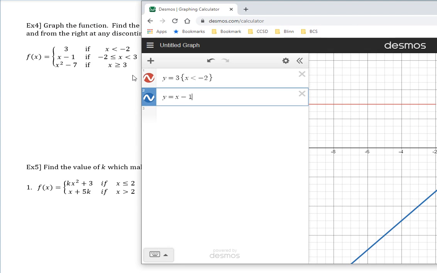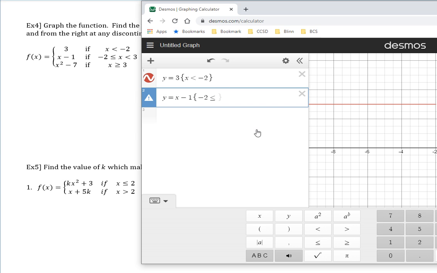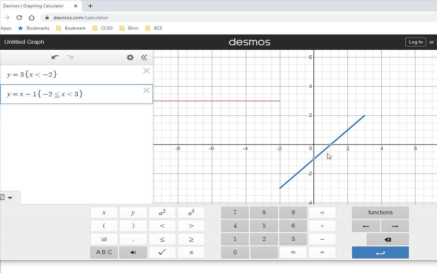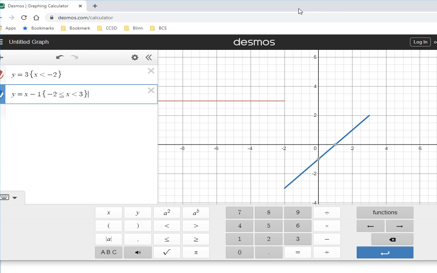Okay, but I do need the inequality, so let's get our brace again, and we have -2 less than or equal. You could do that on the keyboard, less than and then the equal, or you could type it in this keyboard right there. Whichever one. And then x less than 3, and then the brace. Okay, so we've got this so far. We see it's not looking continuous. It looks like there's a gap there.